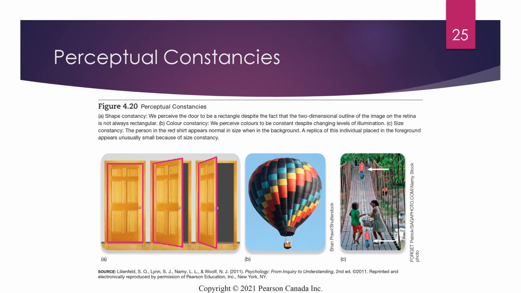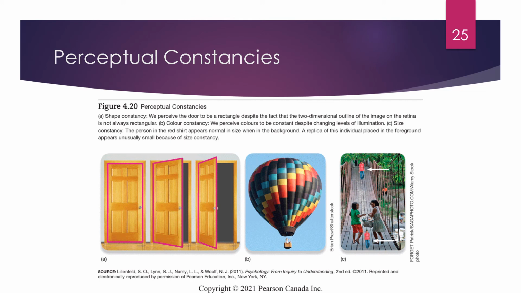So here are some of the examples of those constancies that we just discussed. The first one there, you can see that shape constancy. We're perceiving that door to be a rectangle despite the fact that the actual outline of the image on our retina changes. The second illustrates color constancy. Even though the colors on the far side of the balloon look a lot duller and less bright in terms of their coloring, we know that it's just because the light source is not hitting them directly.